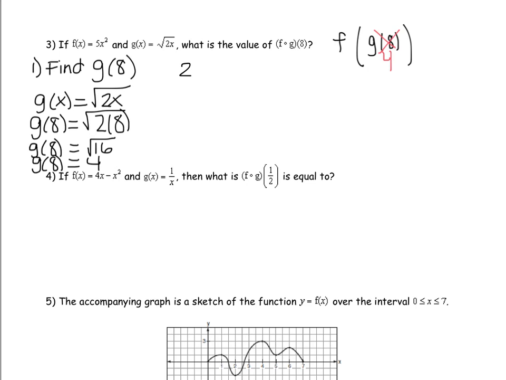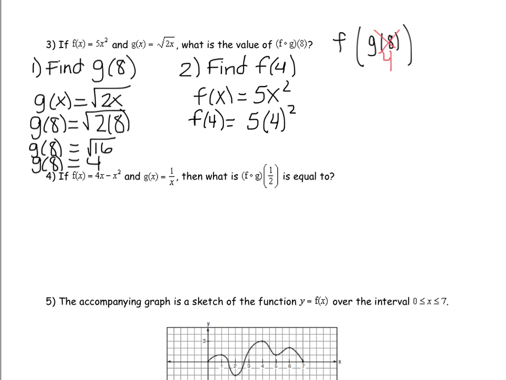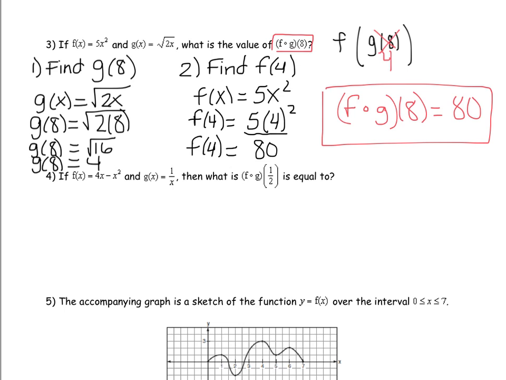So step 2 is find f of 4. So I'm going to rewrite the f of x function, and I'm going to plug in 4. And after you put this side into the calculator, you should get f of 4 equals 80. So your final answer for what the question was asking for you to find, f of g of 8, you get 80. That's your final answer.